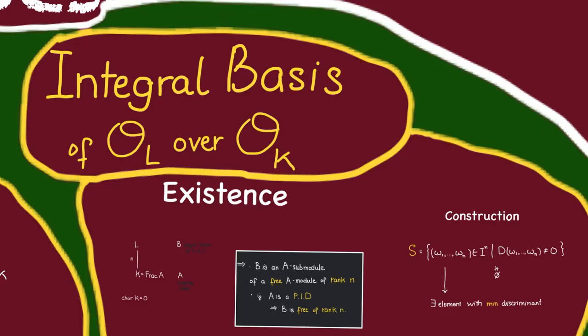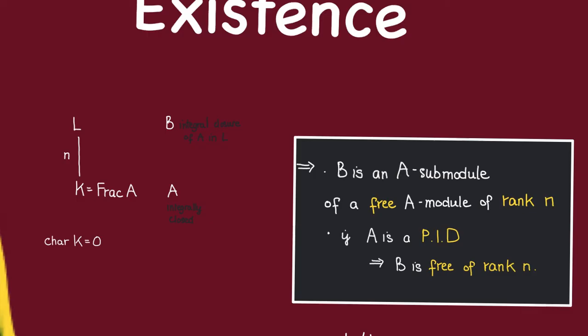So let's see how the existence of the dual basis gives us existence of integral basis. We'll prove existence of integral basis in a much more general context. So in our setup, instead of OK, we'll just look at a general integrally closed domain A.